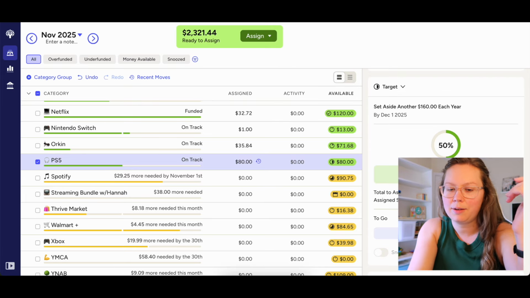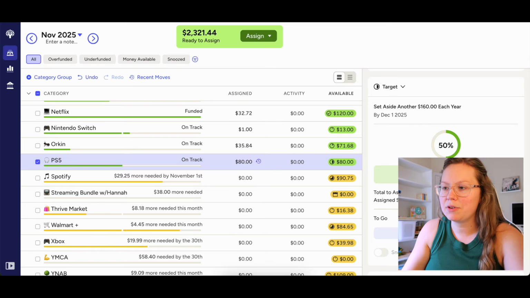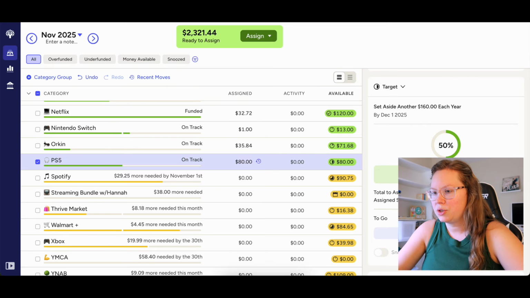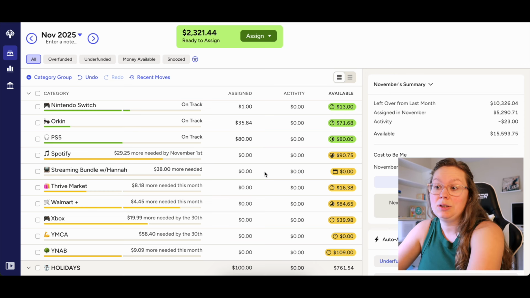So then it'll be whatever 160 divided by 12 is. I would put in $13 every single month, which is great, but I'll just do that for now since I am hoping to get a good Black Friday deal maybe.